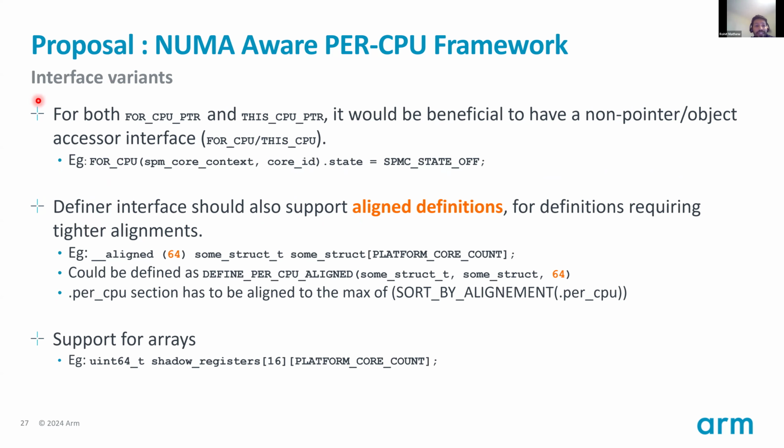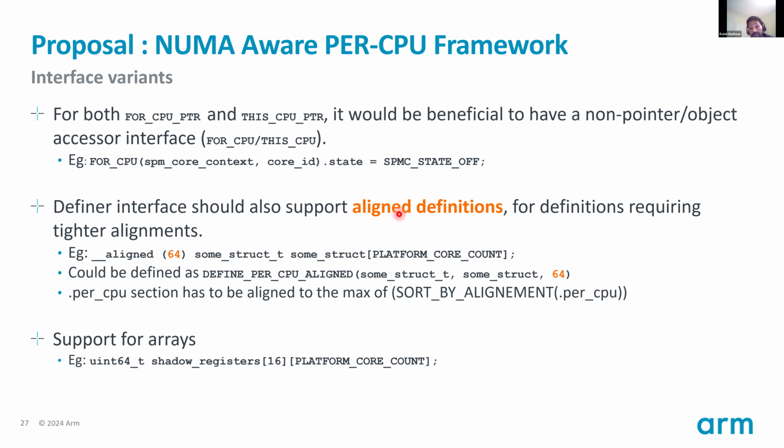And these are the interface variants we would have to support, or some potential use cases I could think of. We did see the first CPU and the CPU pointer interface, which gave a pointer back. It is also beneficial to have an object interface where we can directly work on the object. So something like this for CPU SPM. This is the SPM context, and it's directly acting on the object. So that's something we can think of.